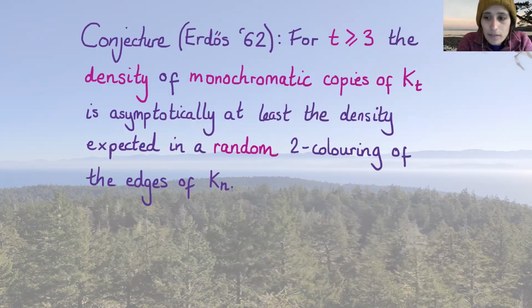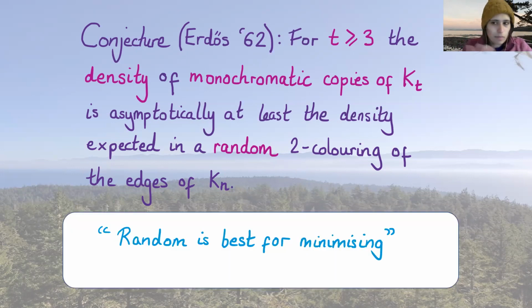So this was a very nice theorem. Erdős in 1962 conjectured that this wasn't just true for triangles, but was true for any complete graph. So Erdős conjectured that if you wanted to minimize the density of monochromatic copies of a complete graph KT, you're never going to be able to do better than just by taking a random coloring. So the density expected in a random two coloring is going to be the smallest density you can ever achieve. You can think of this as saying that random is best for minimizing.